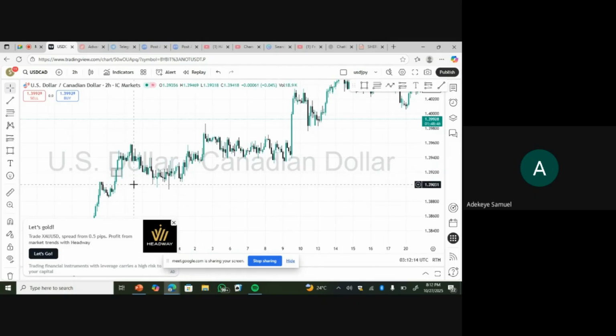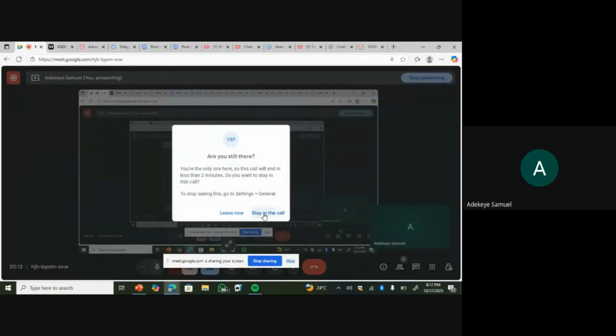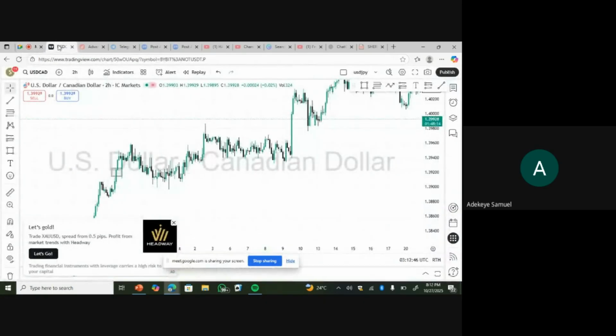Now, the gap between the first high, the first candlestick's upper shadow, and the third candle's lower shadow is what we call fair value gap. The gap between this first candle's high and the third candle's low is what we call fair value gap.